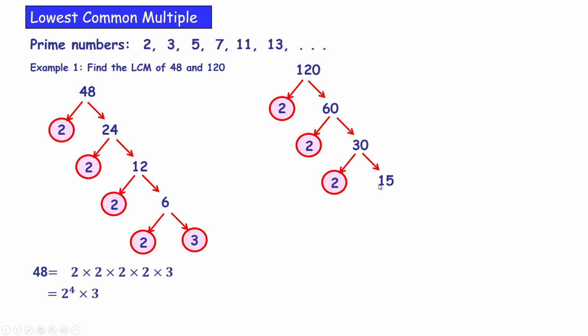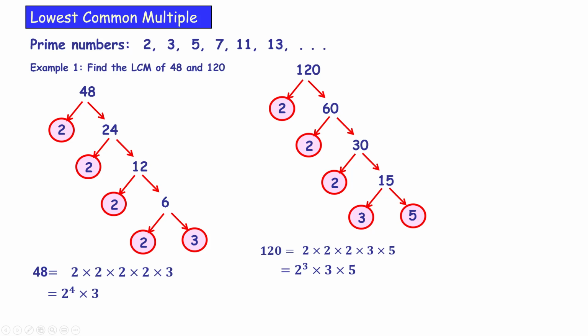Now, 2 doesn't go into 15, but 3 does. 5 times. And they're both prime. So we can say 120 is equal to 2 to the power of 3 times 3 times 5. Okay, 2 cubed times 3 times 5.